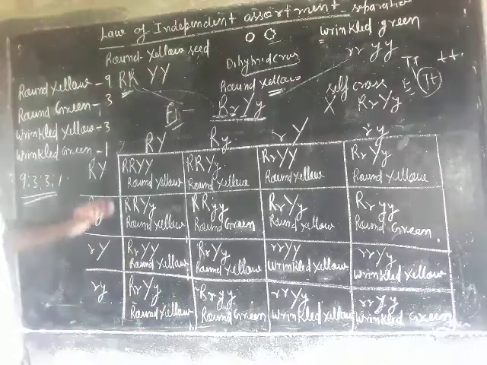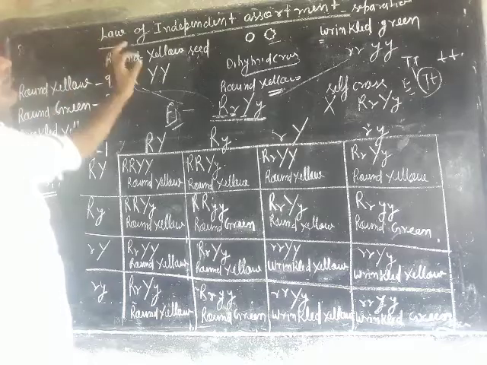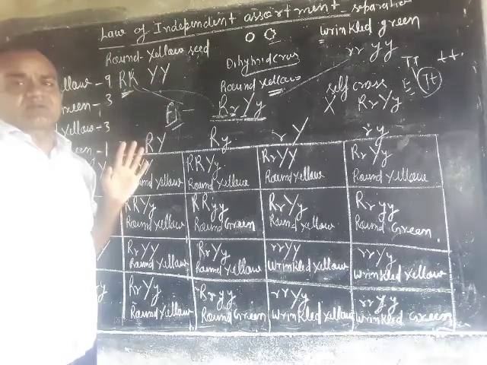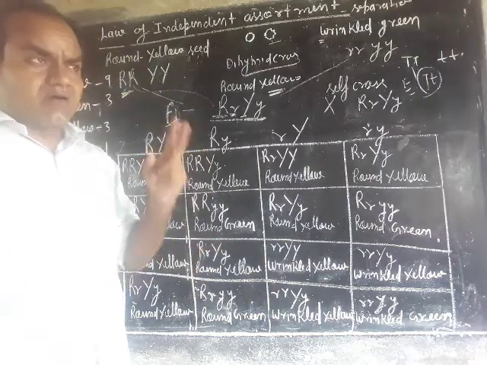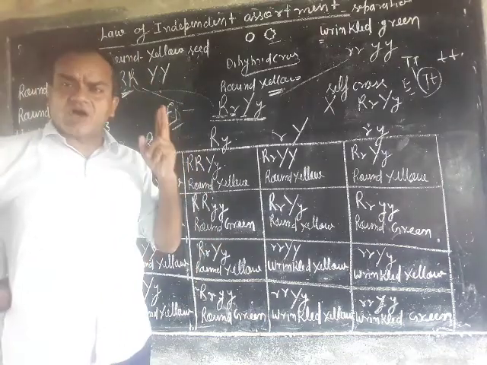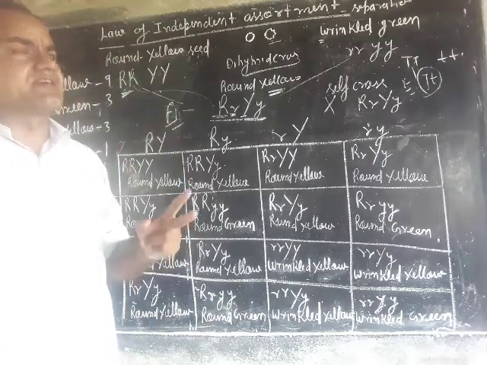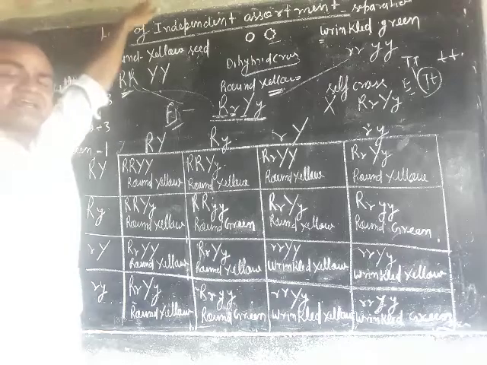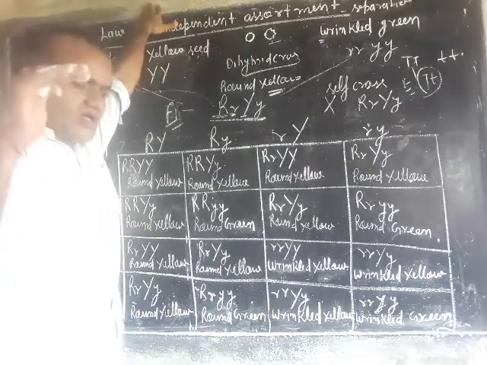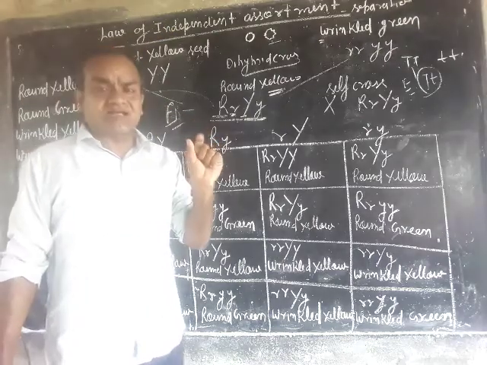Good morning. Today we will discuss the law of independent assortment. You have learned about Mendel's two laws. The first is the law of dominance and the second is the law of segregation, or law of purity of gametes, which are based on the monohybrid cross.